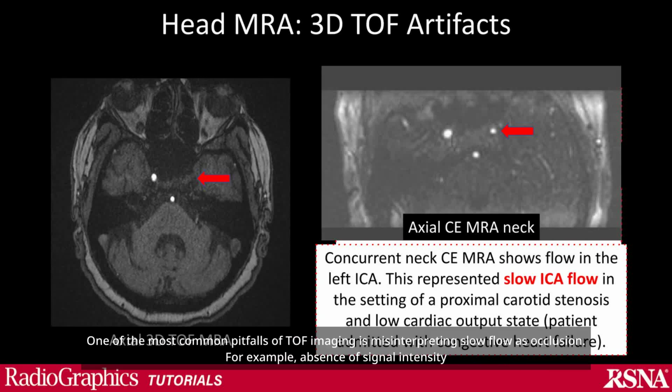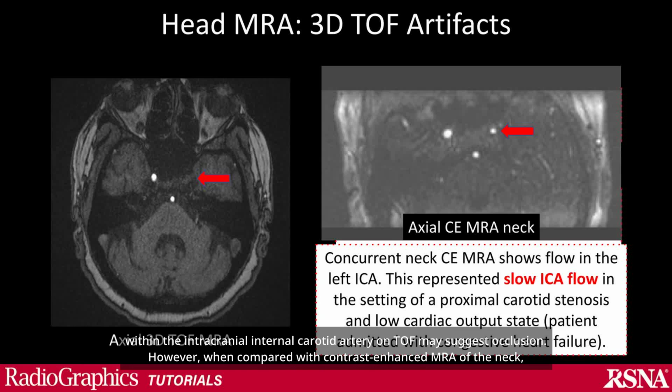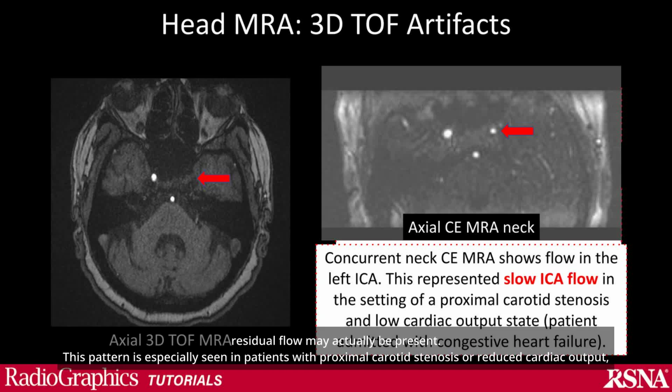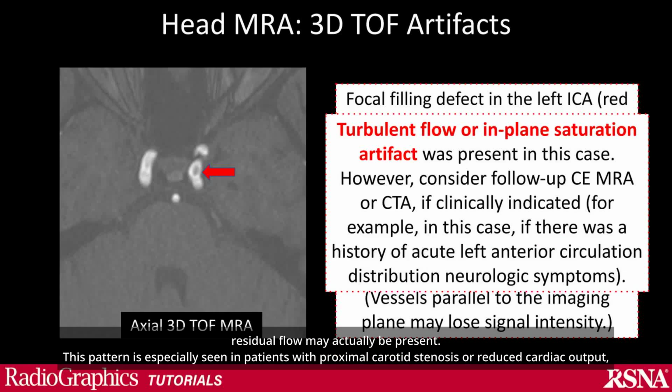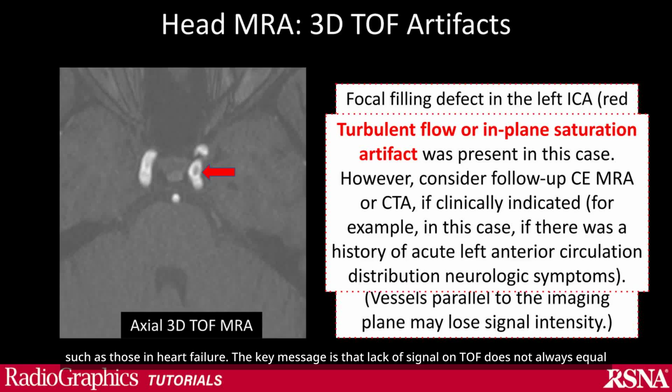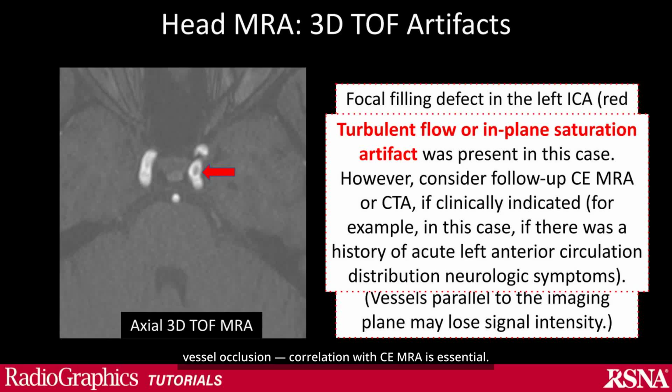One of the most common pitfalls of TOF imaging is misinterpreting slow flow as occlusion. For example, absence of signal intensity within the intracranial internal carotid artery on TOF may suggest occlusion. However, when compared with contrast-enhanced MRA of the neck, residual flow may actually be present. This pattern is especially seen in patients with proximal carotid stenosis or reduced cardiac output, such as those in heart failure. The key message is that lack of signal on TOF does not always equal vessel occlusion. Correlation with qMRA is essential.